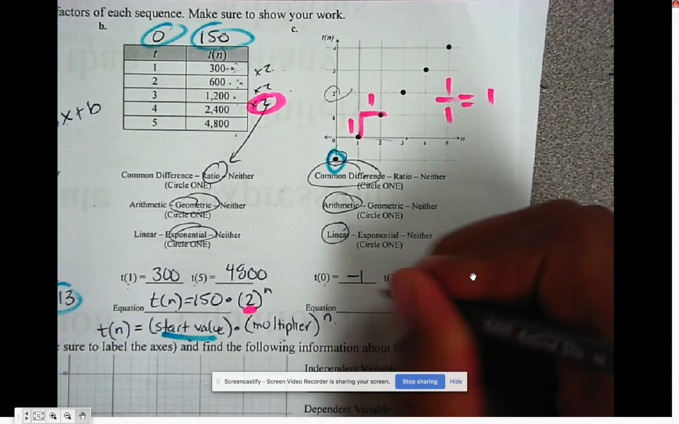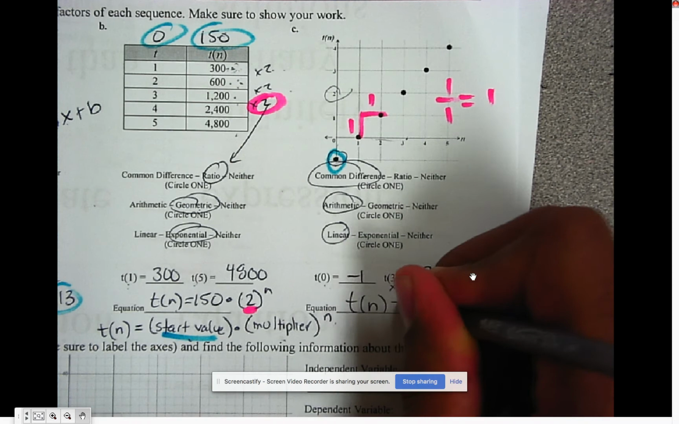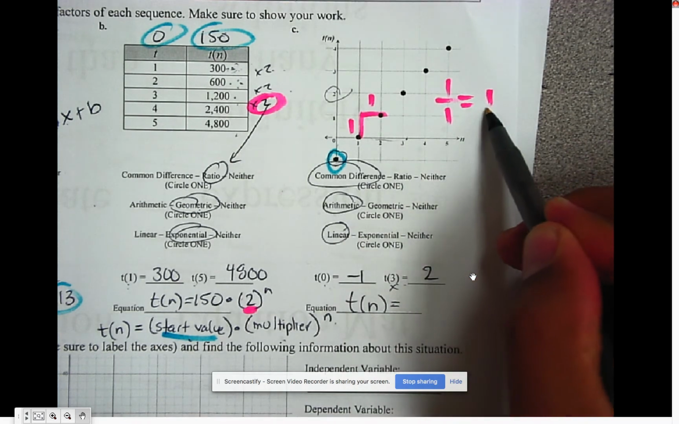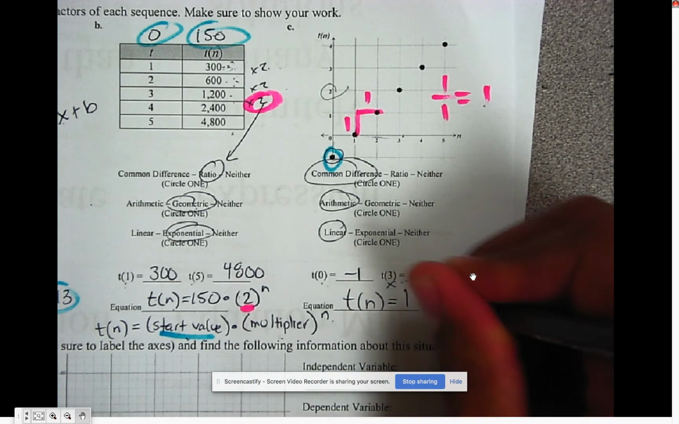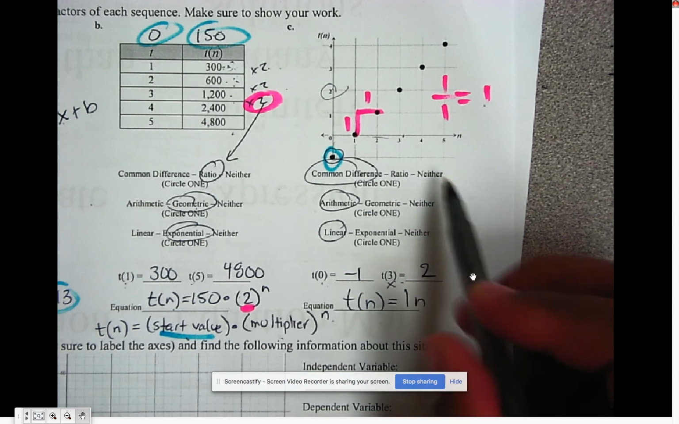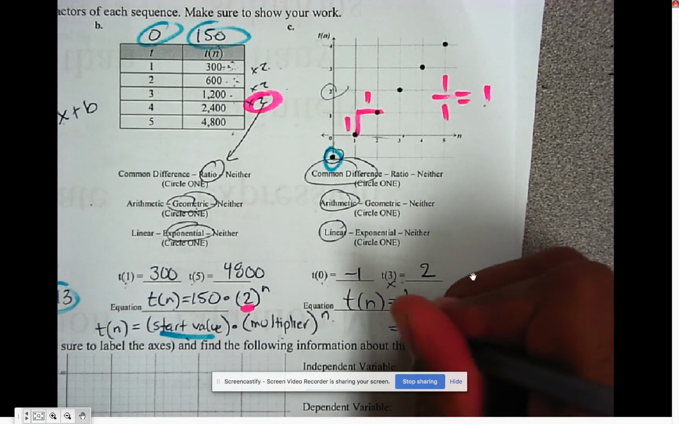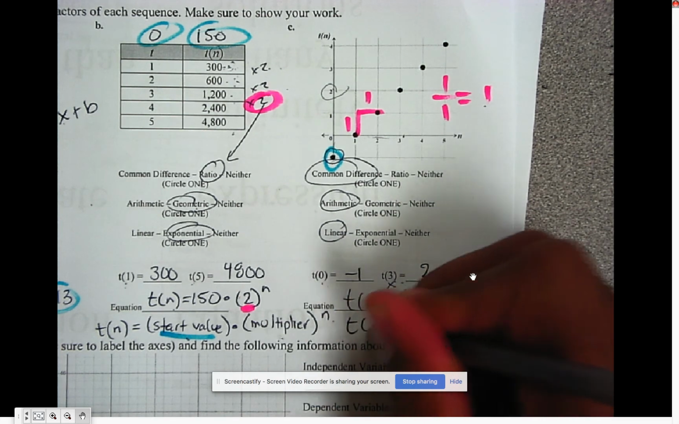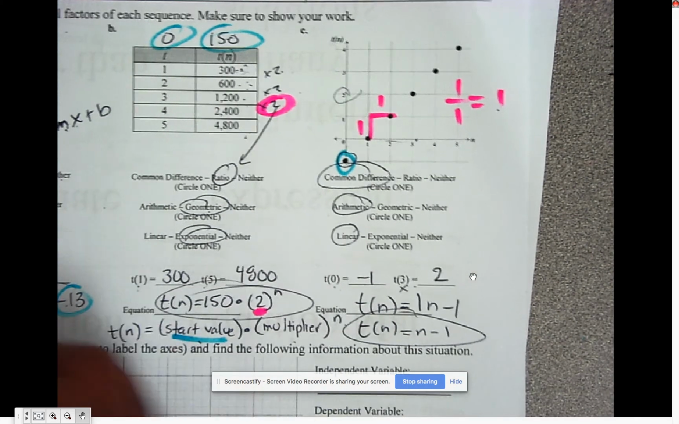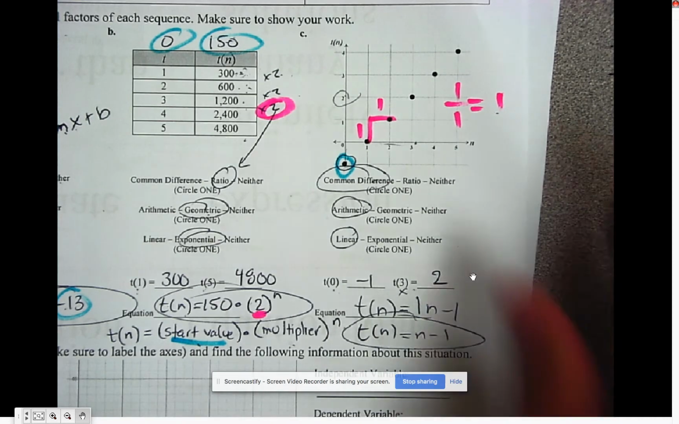Now let's create an equation. So t of n. Remember our common difference or the slope is 1. Then we put n. And then we need the 0th term right there, so -1. And you could just write that simply as n minus 1. So there's all your equations there. All right, so now let's go to number 2.